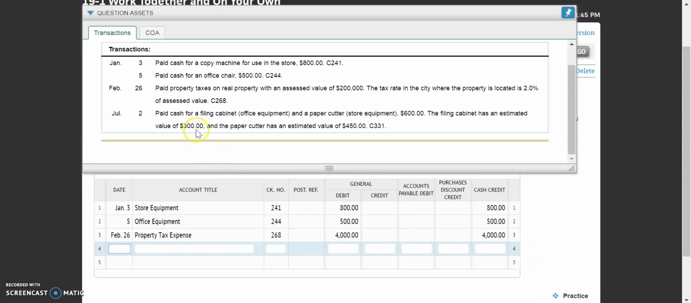Okay, our last one says that on July 2nd, we paid cash for a filing cabinet, which is office equipment, and a paper cutter for the store for a total of $600. The filing cabinet has an estimated value of $300, and the paper cutter has an estimated value of $450. So this is one of those transactions where we need to allocate a set amount because it does not tell us. We just happen to buy both of these together for $600. We didn't have a specific price for each one. So instead we have to use their estimated values. So we're going to come down into here and we'll put in July 2nd.